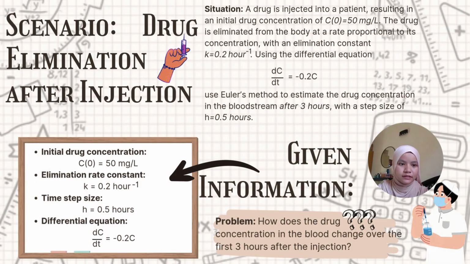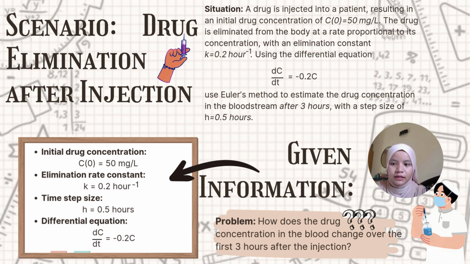Okay, now let's see the scenario of drug elimination after injection. The given information from that situation is the initial drug concentration C0, the elimination rate constant K equal to 0.2 per hour, the step size H equal to 0.5 hours, and the differential equation dC/dt equal to negative 0.2 C. Using these values, Euler's method is used to estimate the drug concentration in the bloodstream after 3 hours.